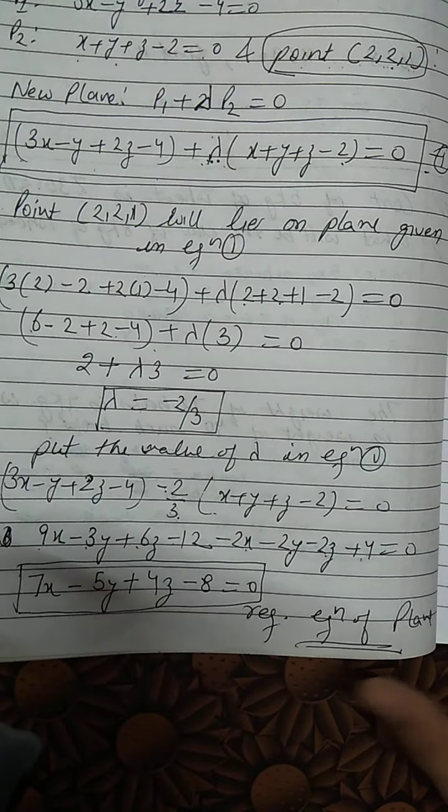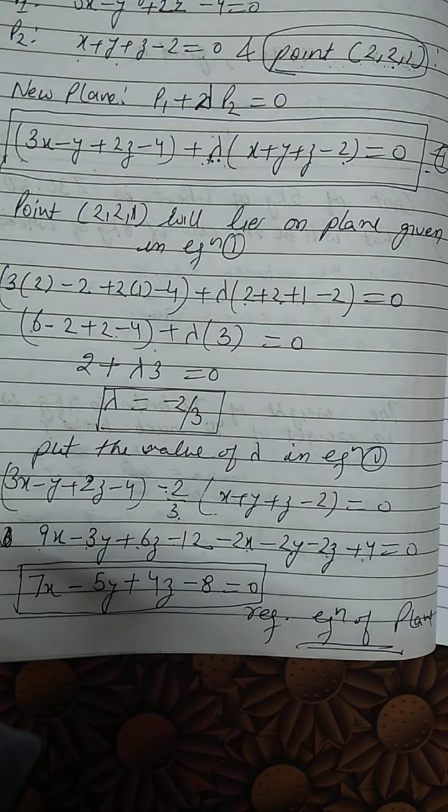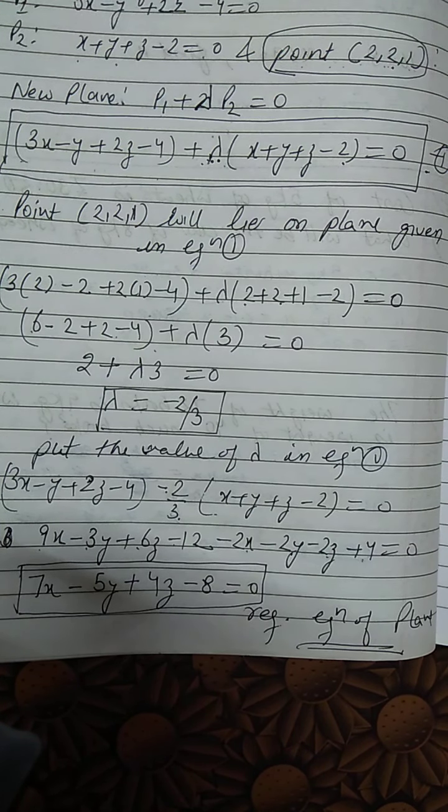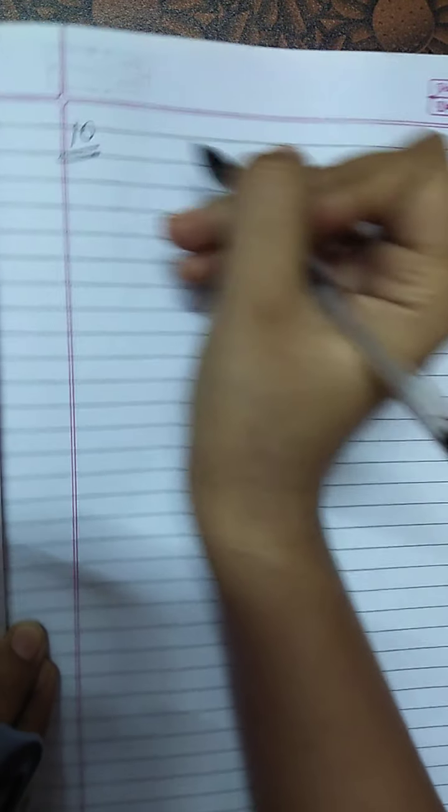Okay, I hope you people understood this sum, and likewise we will do sum number 10 and sum number 11 also. In sum number 10 also, find the vector equation of the plane. Now the planes are given in the vector form. So we know if the planes are given in the vector form, then what we will do. So like in sum number 10, I will just give you the hint.